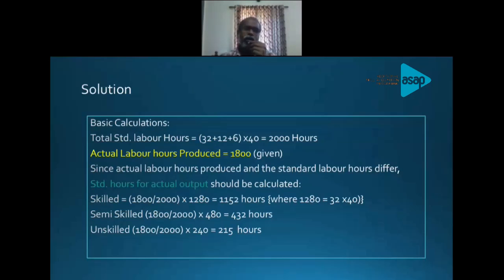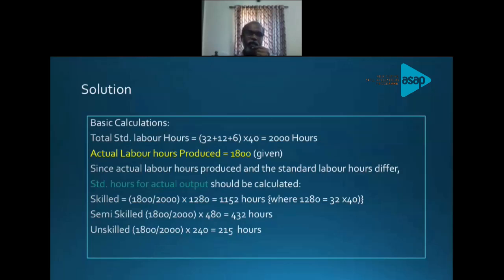Before proceeding to the solution, we have to calculate the total standard labor hours. The standard number of skilled workers is 32, semi-skilled is 12, and unskilled is 6. So the total number of employees becomes 32 plus 12 plus 6, that is 50. Is it right?